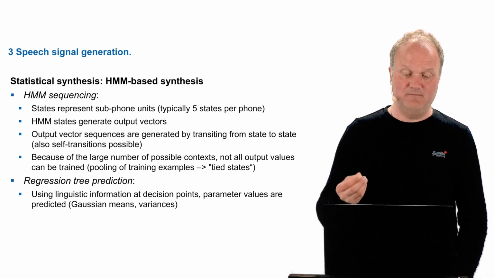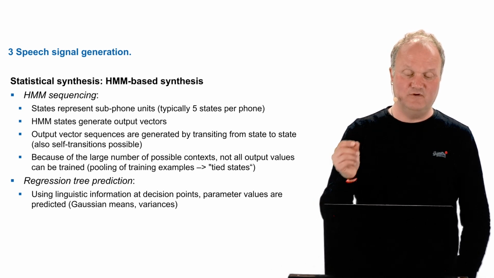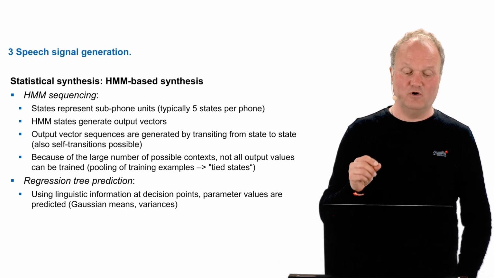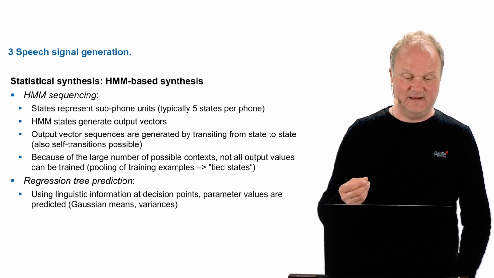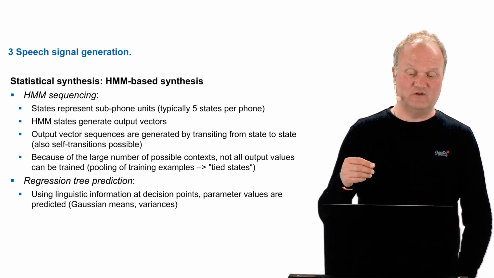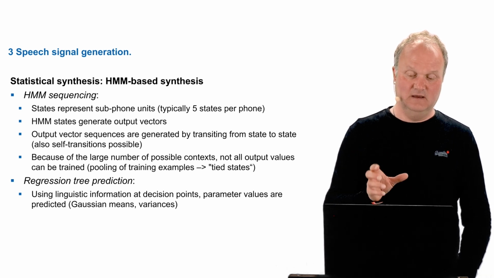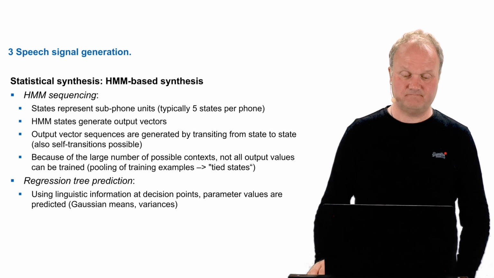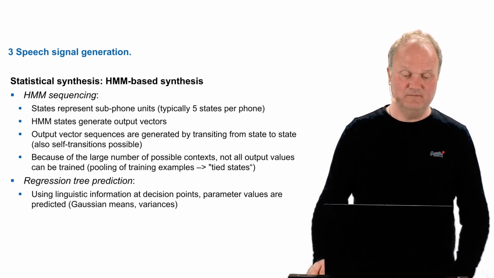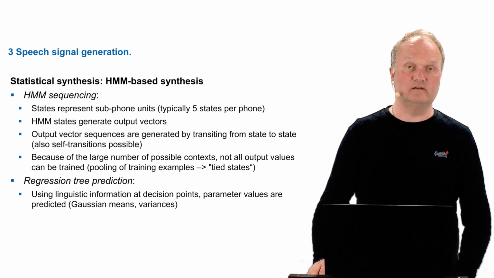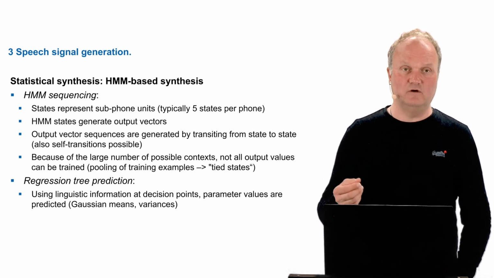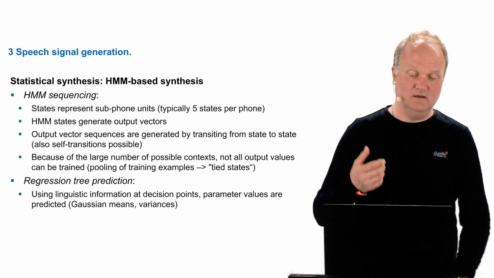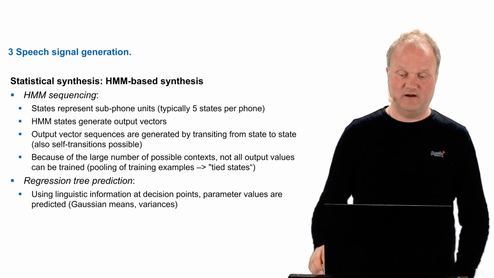Unfortunately, the number of possible contexts between phones is rather large, and not for all of them we have enough training material. That is why in the training process a little trick is applied, namely that we pool training examples of similar classes into so-called tied states. From these HMMs, the parameter values are then predicted using regression trees. So using linguistic information at the decision points, parameter values are predicted usually in terms of Gaussian distributions, meaning Gaussian means and variances for each of the parameter values.